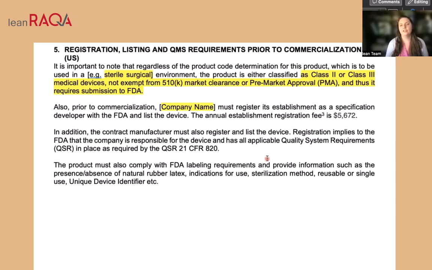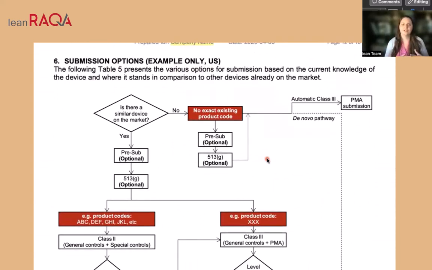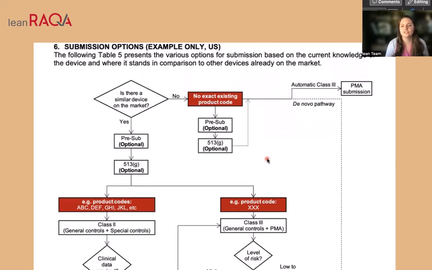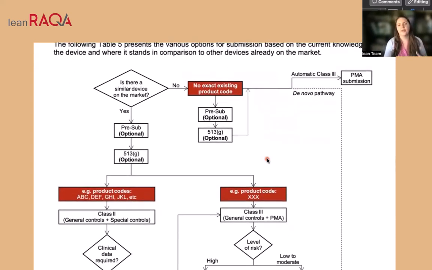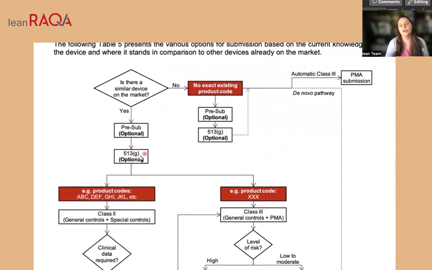So here we have language about registration and listing in the US and the requirements that are in place, including your need for a quality management system. We also have a kind of flow chart here that shows you the different options available as a US company that's looking at a US commercialization strategy. Here are some workflows about things you need to do. Unlike in other markets, the US has a lot of different ways you can interact with the agency directly.